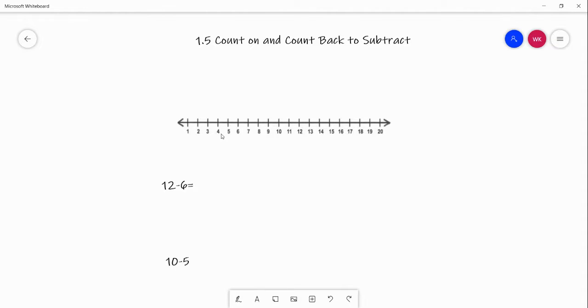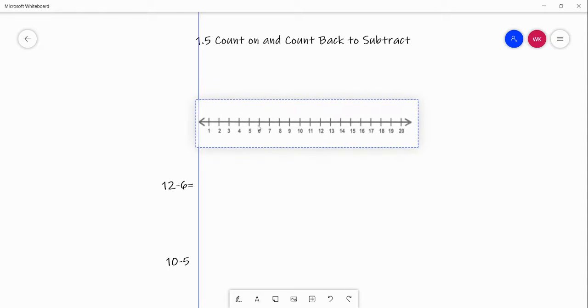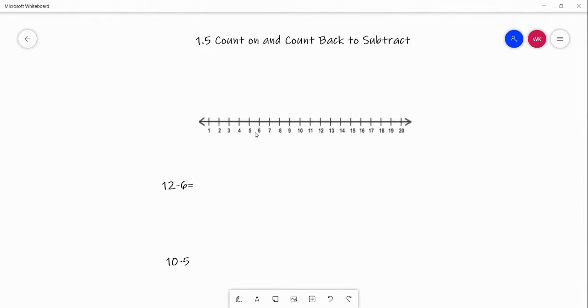Hello, we are going to work on lesson 1-4, count on and count back to subtract. So here I have our number line 1 through 20, and we are going to start with the equation 12 minus 6. So how can counting on or counting back to subtract 12 minus 6 help you solve the equation?